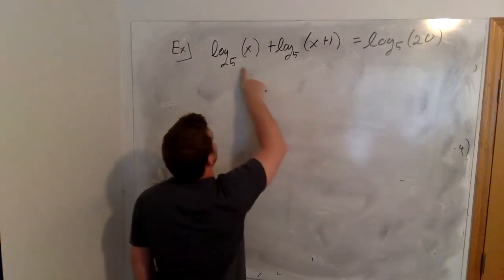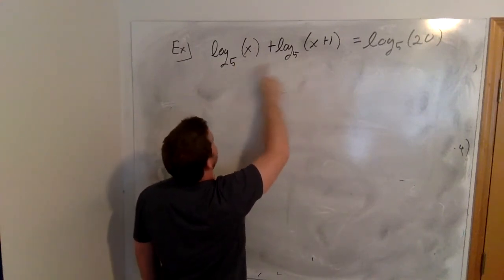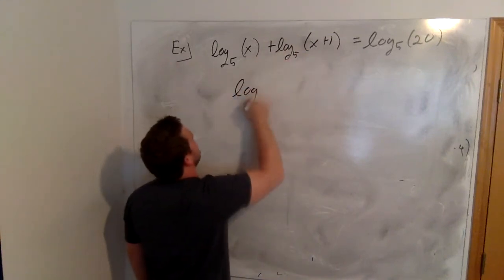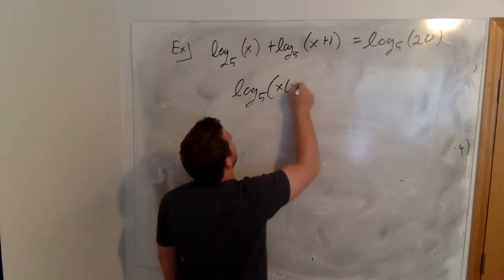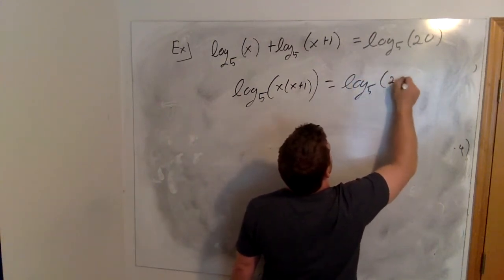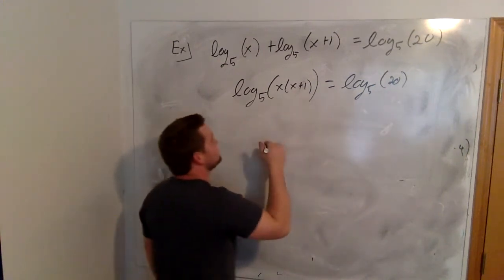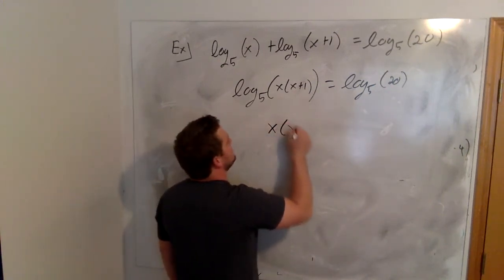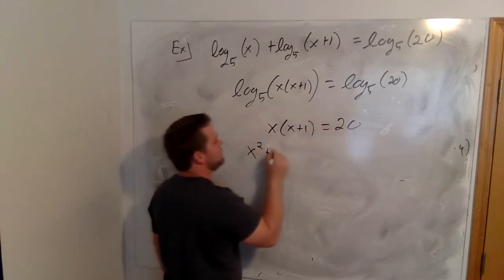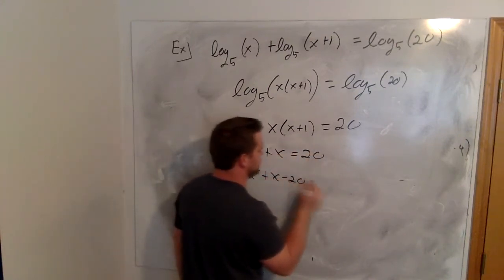We'd have to realize I have to multiply these together, since they also have a base of 5. I can do log base 5 of x times x plus 1. So log base 5 of x times x plus 1 will be equal to log base 5 of 20. Now since I have a log base 5 on one side and a log base 5 on the other side, both isolated, we can say x times x plus 1 is equal to 20. Or x squared plus x equals 20. x squared plus x minus 20 equals 0.